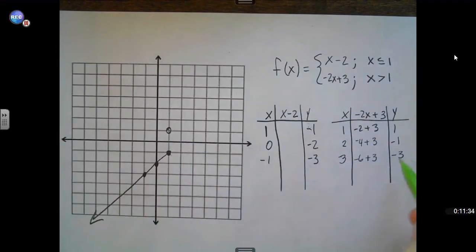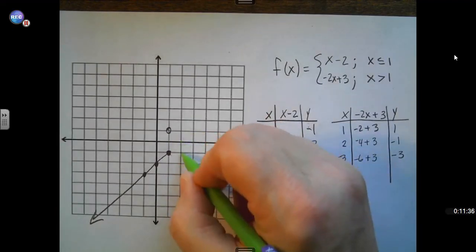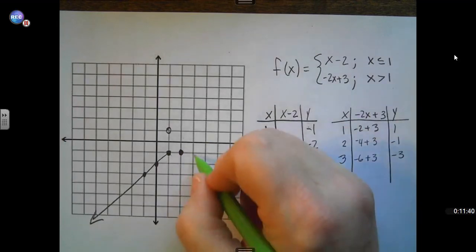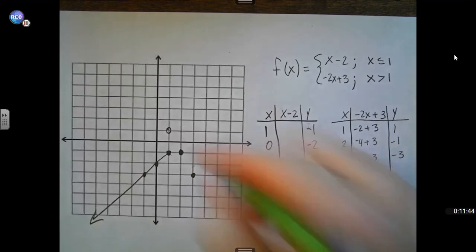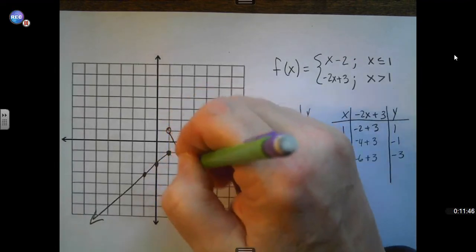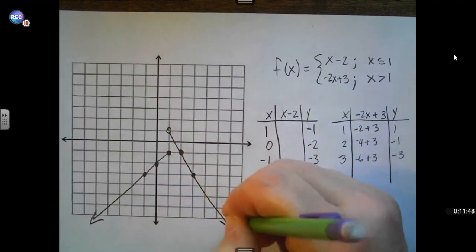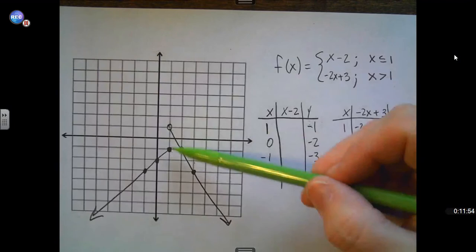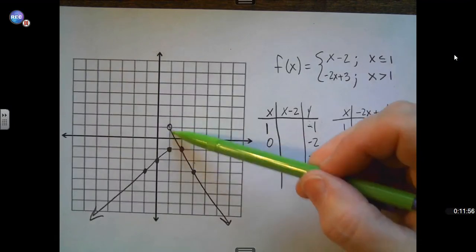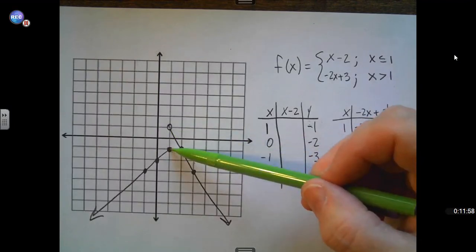And then I plot the point 2, negative 1 here, and the point 3, negative 3 here. So that's the other side of that graph. Okay, and again, I'm going to reference calculus. What's happening at this swing point, we call that a jump discontinuity. Okay, this function is not continuous.